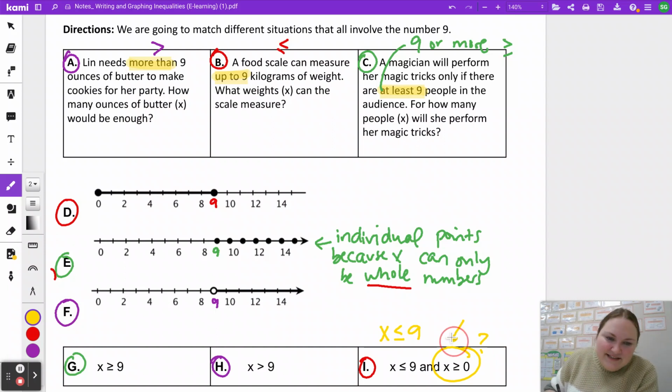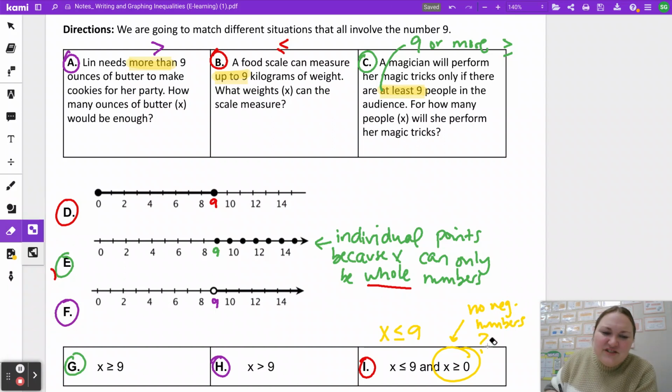And so the reason this is here is to say no negative numbers. It means really just we're talking about those numbers between 0 and 9. That 0 is the minimum, the smallest number we're talking about. Not everything less than 9. Everything less than 9 up until 0.